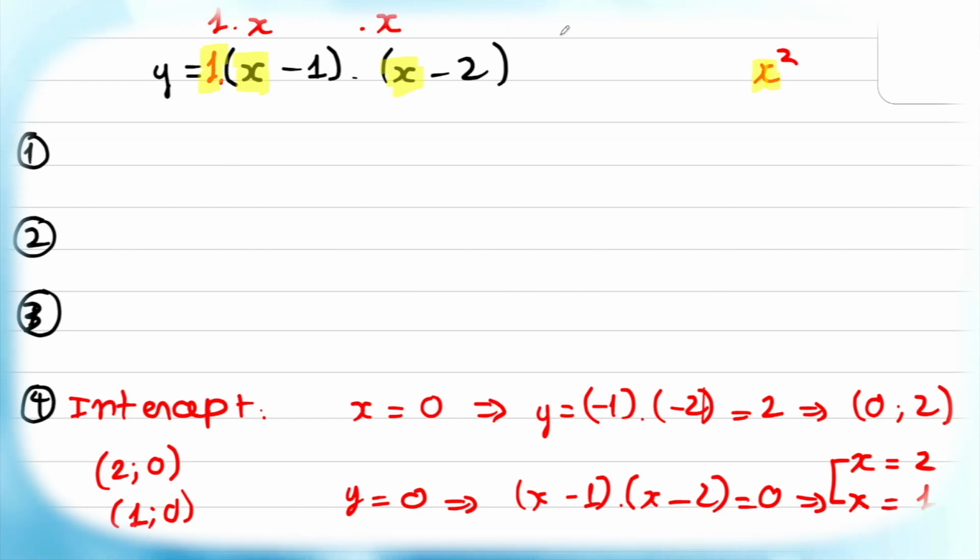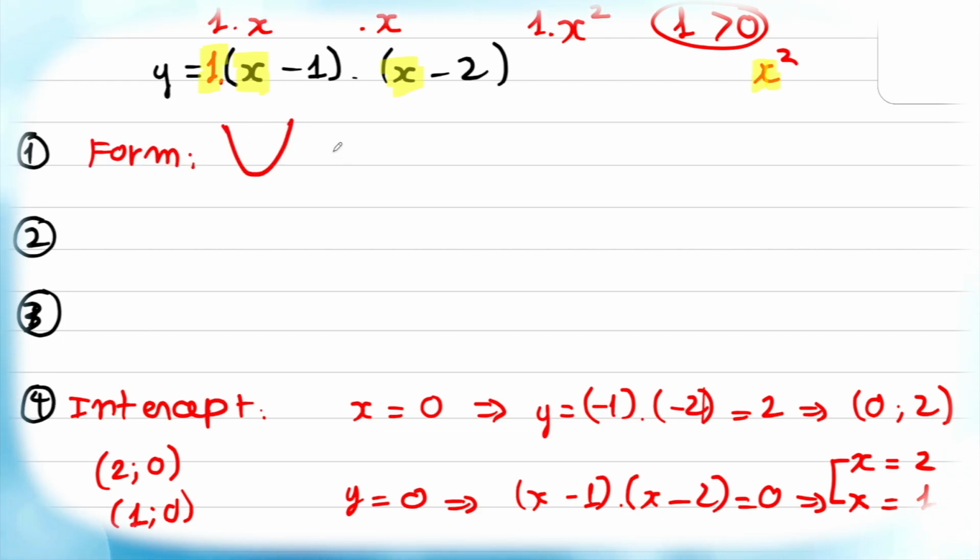After this step, we got here x squared. X squared means 1 multiplied by x squared, so the coefficient is greater than 0. So when the coefficient of x squared is greater than 0, the form of this quadratic equation will be a smile, because x squared means 1 multiplied with x squared, and 1 is greater than 0. That's why we have the form of the smile.